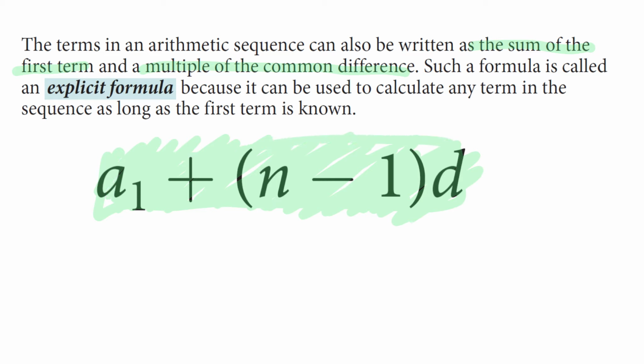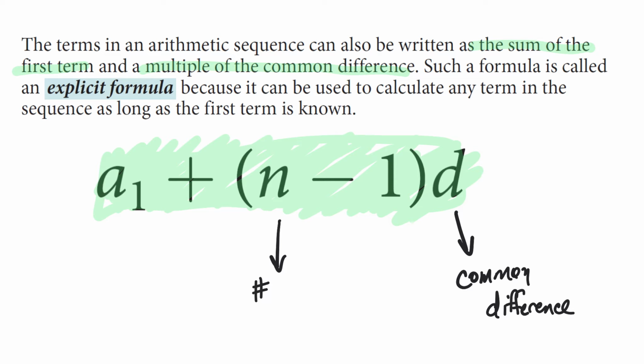Just so we know, we need to identify what these terms are. We've already identified what the d stands for, which is the common difference. That's the change that we see happening between each of the terms. The n value will be the number in the sequence we're looking for.